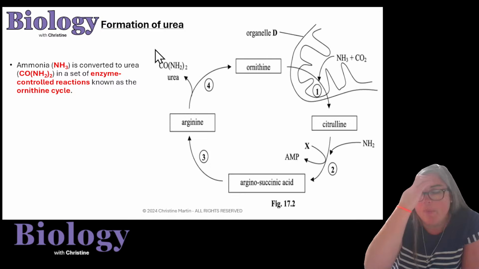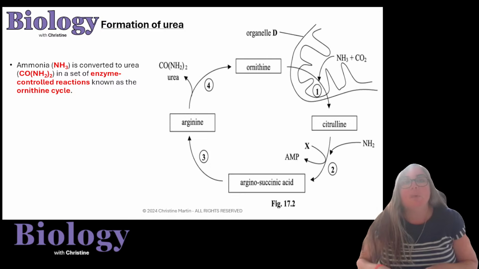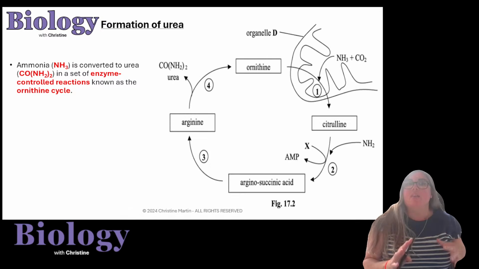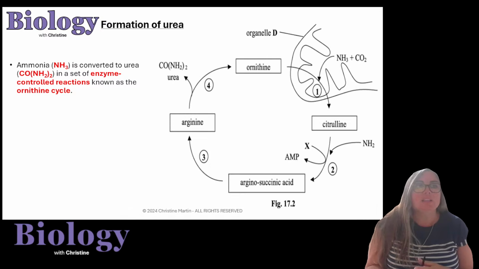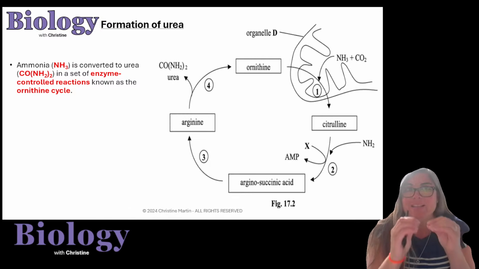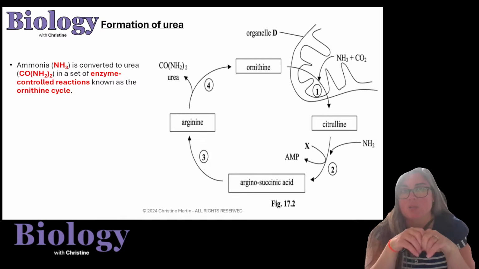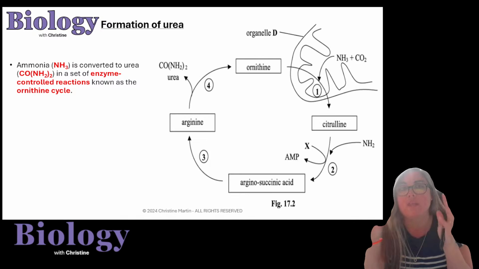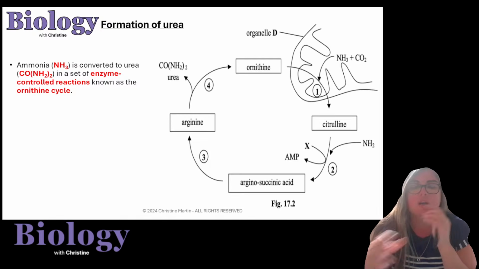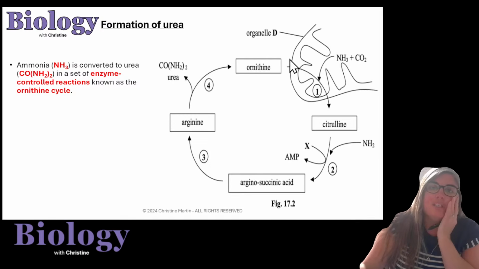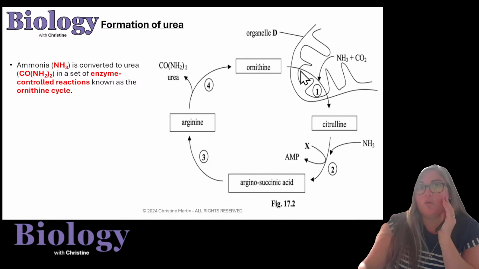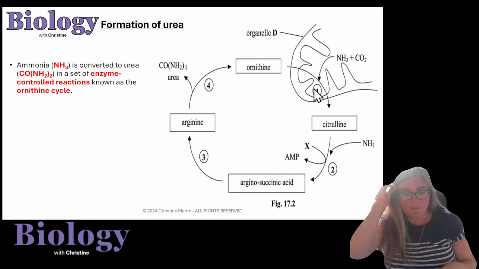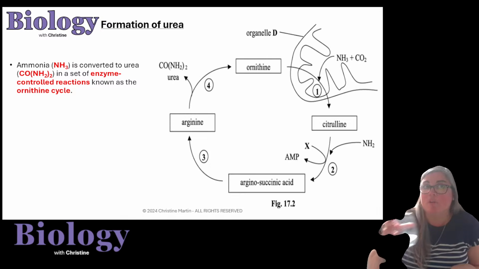If they're going to ask about the formation of urea, it will be about you saying that ammonia is converted into urea, and that is done through enzyme-controlled reactions known as the ornithine cycle. When they gave a question on this before, they were looking at transport across this organelle, which was the mitochondrion. So therefore we're crossing two membranes.